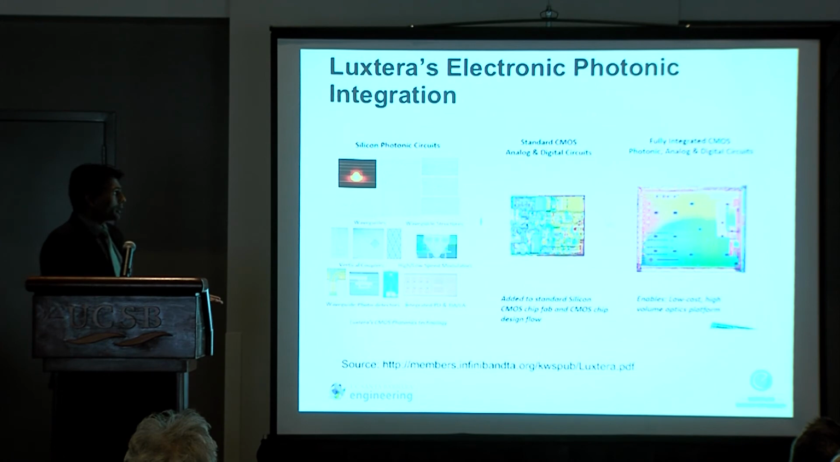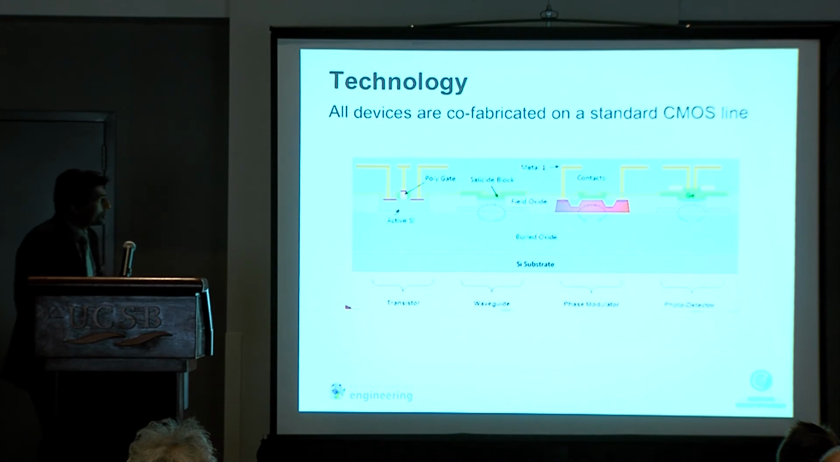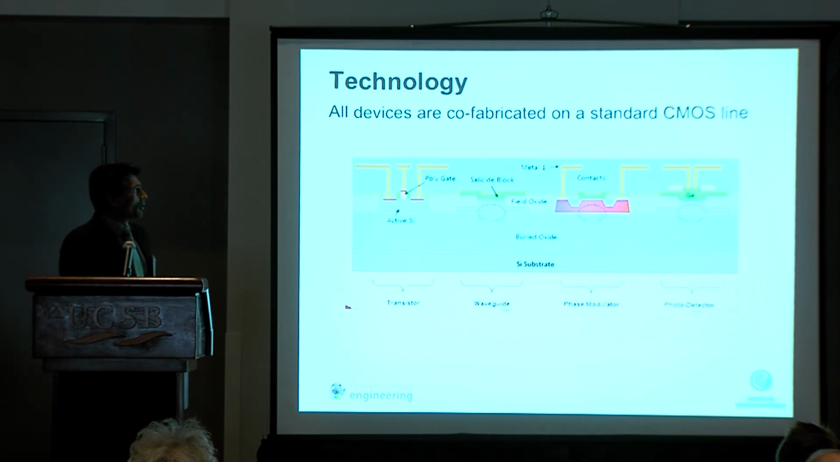The way they do it is they take silicon photonic circuits like waveguides, couplers, modulators, photodetectors, and add them to the standard CMOS flow, and then they make a fully integrated circuit which contains both photonics and electronics. They make all their devices on a standard CMOS line, which means that you start at the transistor level and you start adding implants that are necessary for photonics, like germanium. And so you can make transistors, waveguides, phase modulators, and photodetectors.